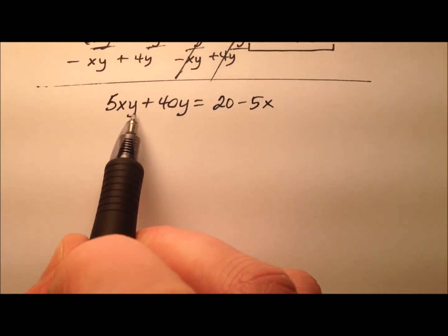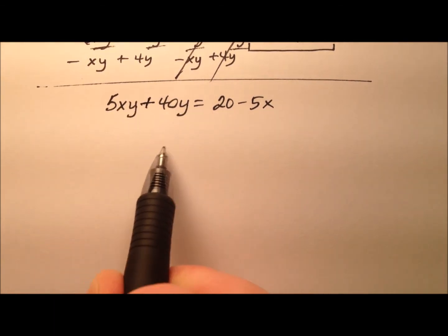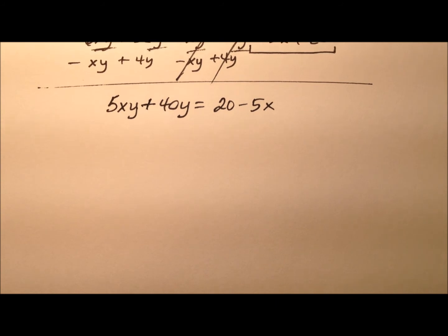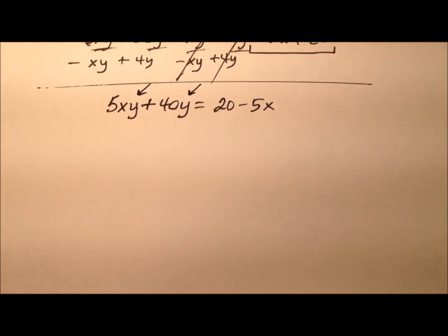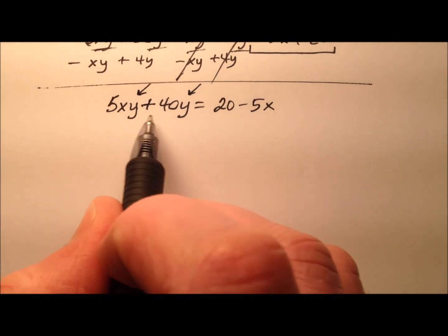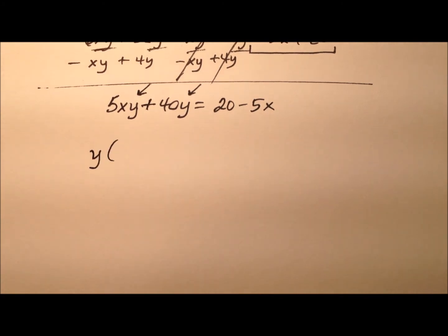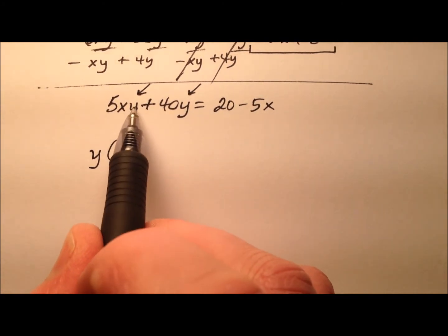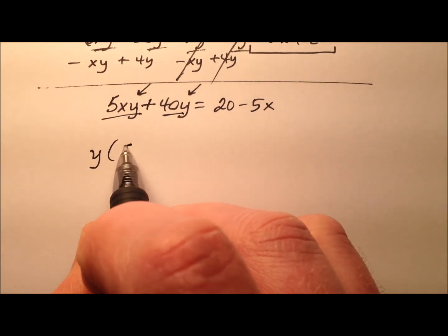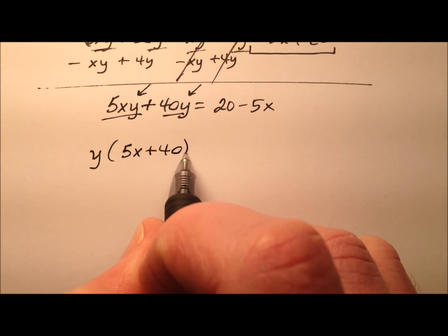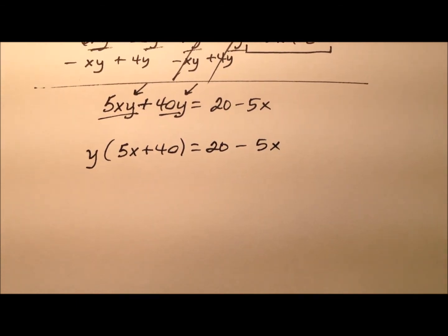So solving for y now, we see on this left side we have two distinct terms. One is an xy term and one is just a y term. So they're not like terms. I can't combine them. But remember what we did in order to get this y by itself, we need to first factor it out. So we'll take this y out front and it'll be backwards distributive property. So we will undistribute it, if you will. So we'll divide y out of both of those and we'll have 5x plus 40 is what it looks like. And that will equal that 20 minus 5x.